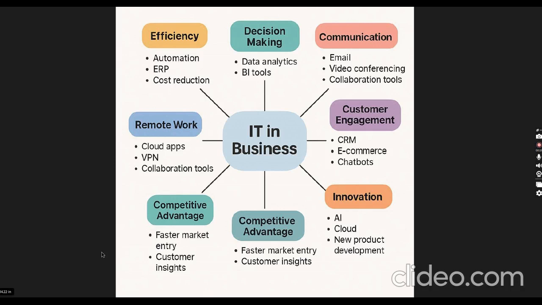Decision making. Businesses use data analytics, reporting tools, and business intelligence software to make informed choices. In communications, emails, instant messaging, video conferencing, and shared platforms improve collaboration between teams and with customers. Customer engagement: tools like CRM systems, e-commerce sites, and AI chatbots allow companies to serve customers better and personalize their experience. Innovation: cloud computing, AI and emerging tech support new product development and process improvements.